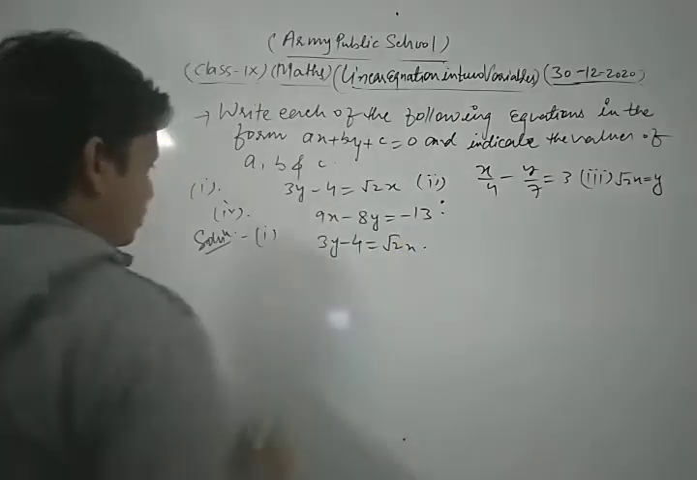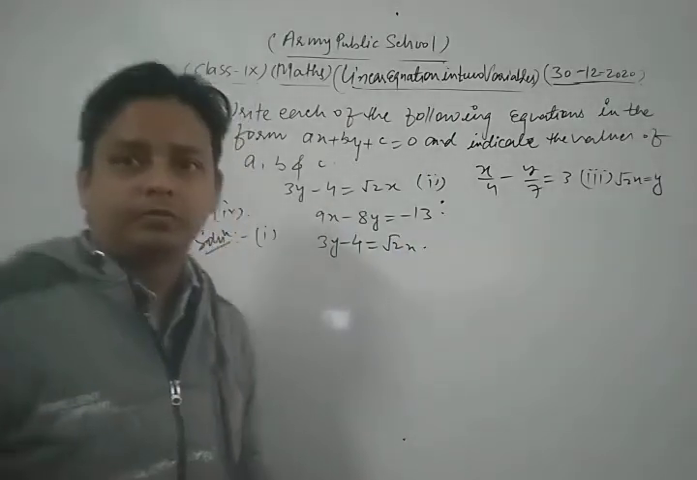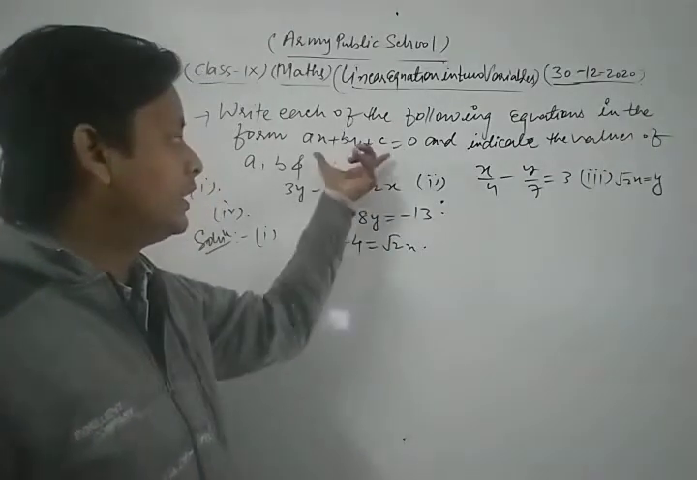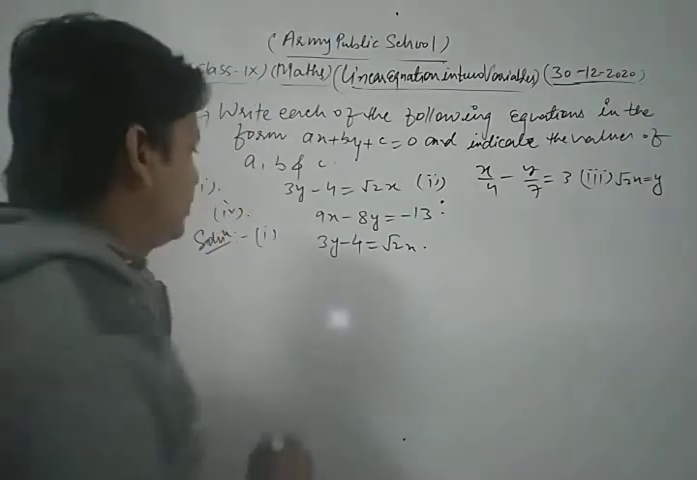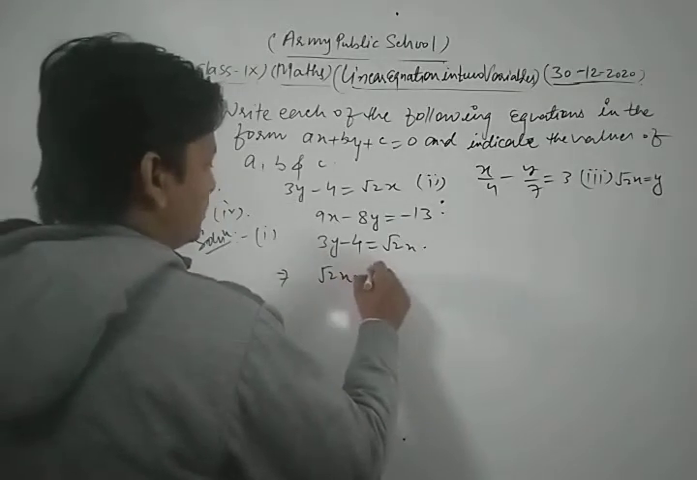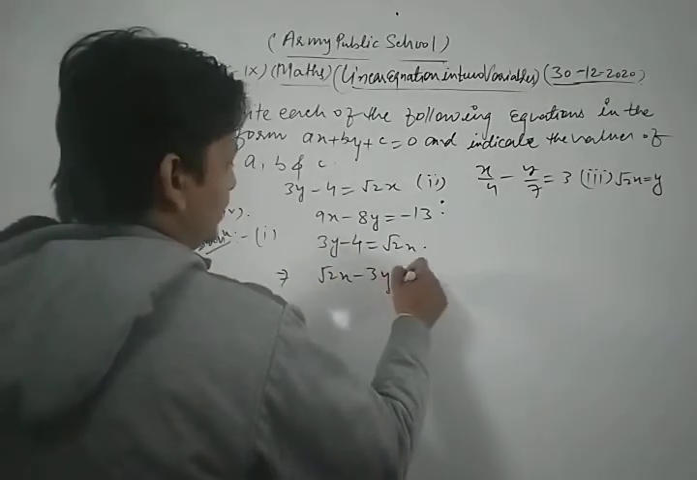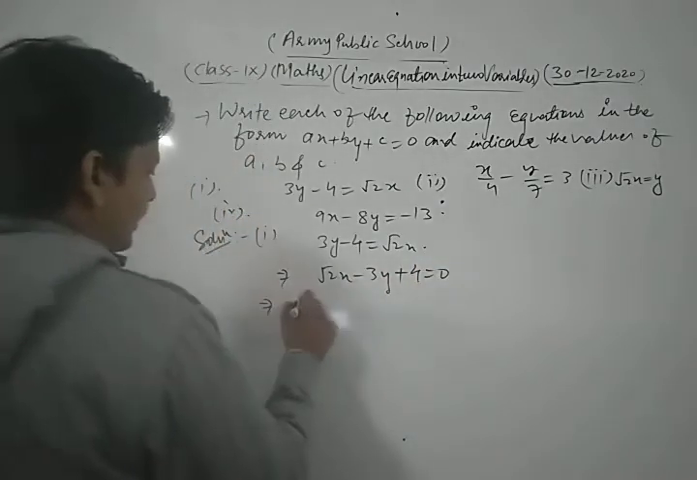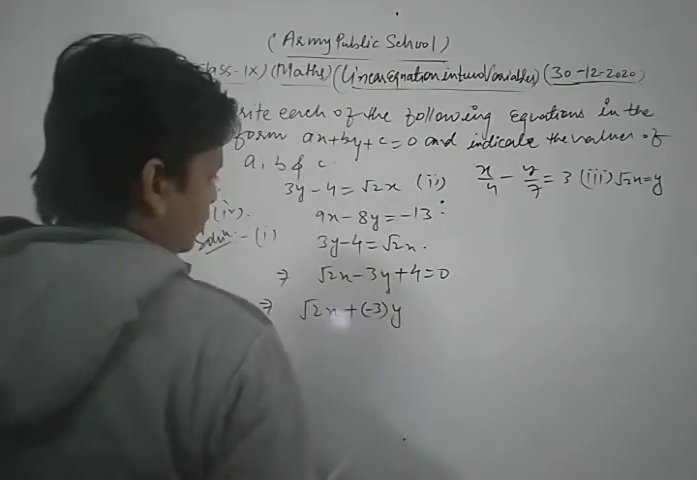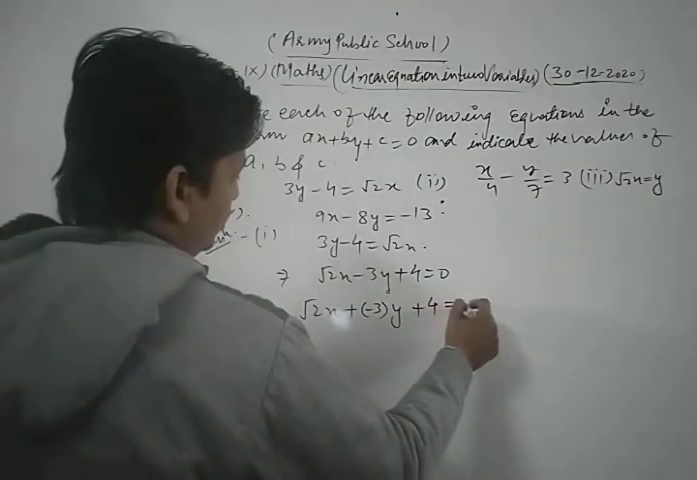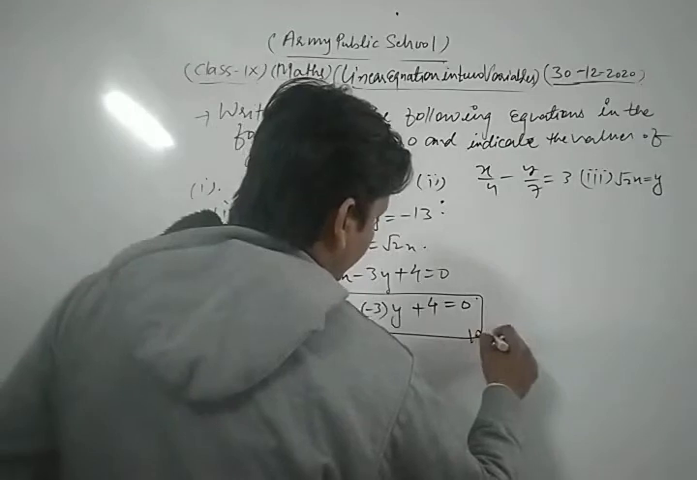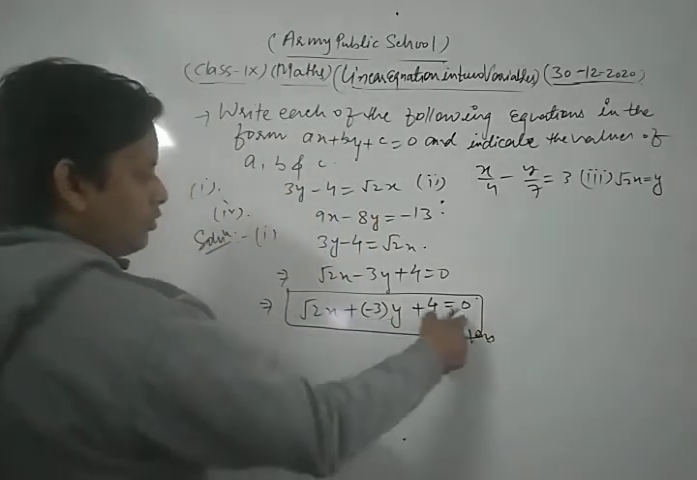First of all, we take the first part of this question, which is what? 3y minus 4 is equal to root 2x. Now, what do I do, dear students? First of all, we write the given equation in the form of ax plus by plus c. For that, first of all we write root 2x. Now we transfer plus 3y to that side, so we get minus 3y, and minus 4 transferred to that side, so we get plus 4 is equal to 0. Now we can write root 2x plus, we write minus 3y as minus 3 into y, and plus 4 is equal to 0. Now this is the required equation in the form of ax plus by plus c is equal to 0.